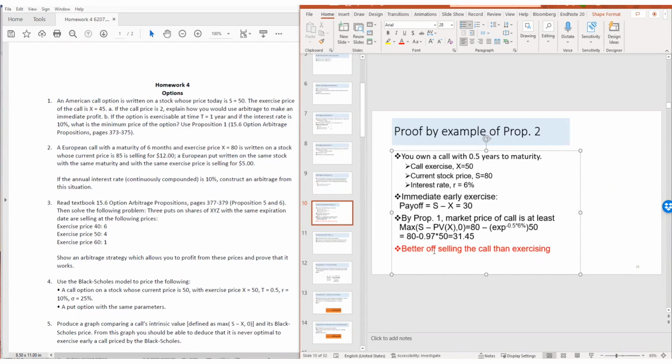So therefore, it will be better off to sell the call than exercising it. So no one will exercise it early, since this other way of closing the position dominates the way which would ask the investor to exercise it.